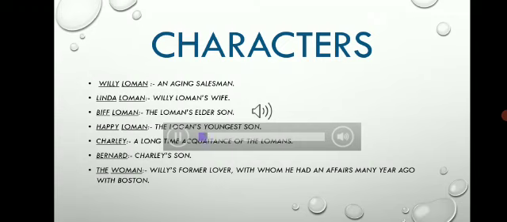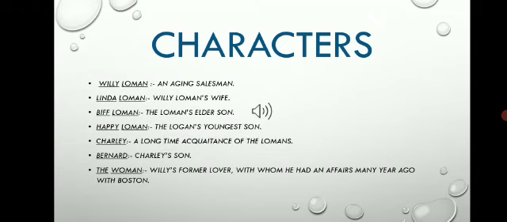Characters. First is Willie Loman, an aging salesman. Second is Linda Loman, Willie Loman's wife. Third is Biff Loman, the Loman's elder son. Fourth is Happy Loman, the Loman's youngest son. Fifth is Bernard, Charlie's son. Sixth is the woman, Willie's former lover, with whom he had an affair many years ago in Boston.